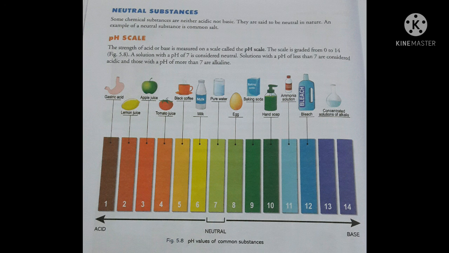Egg, pH 8. Baking soda, pH 9. Hand soap, pH 10. Ammonia solution, pH 11. Bleach, pH 12. And concentrated solutions of alkaline, pH 13 and 14. So the pH values of common substances are given here.